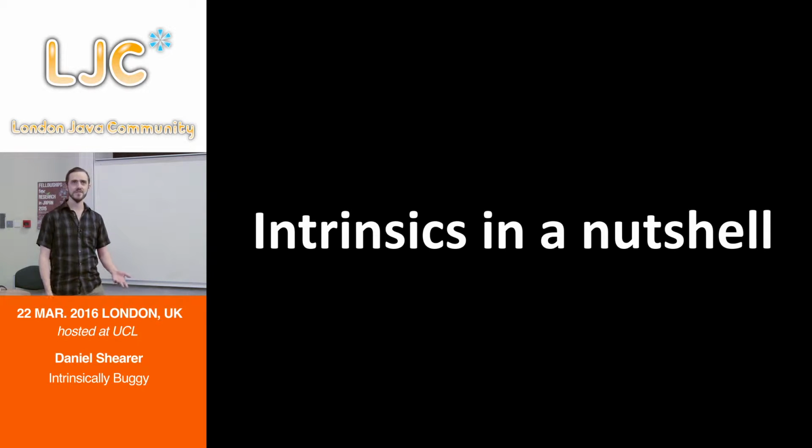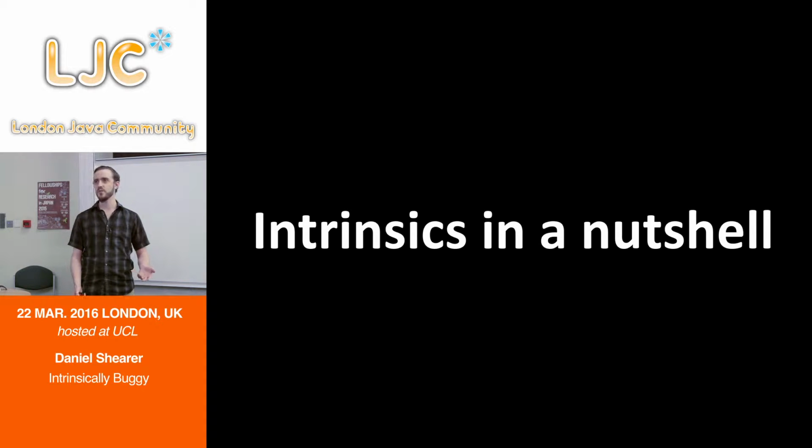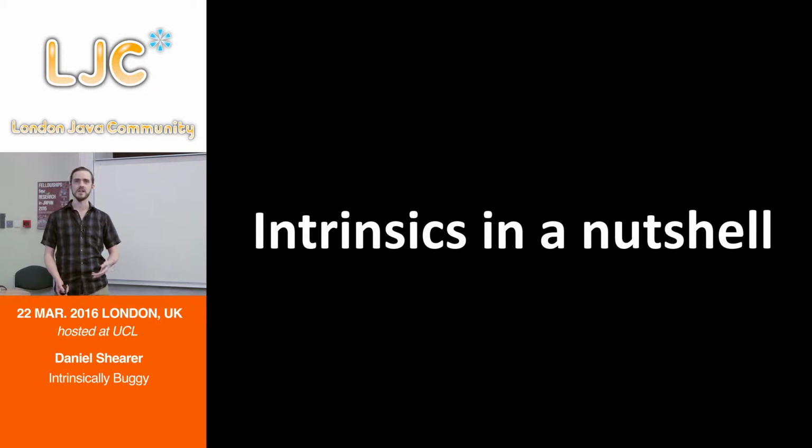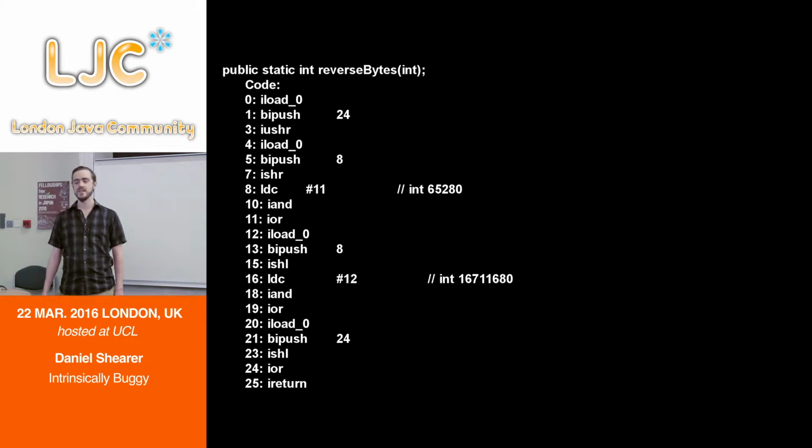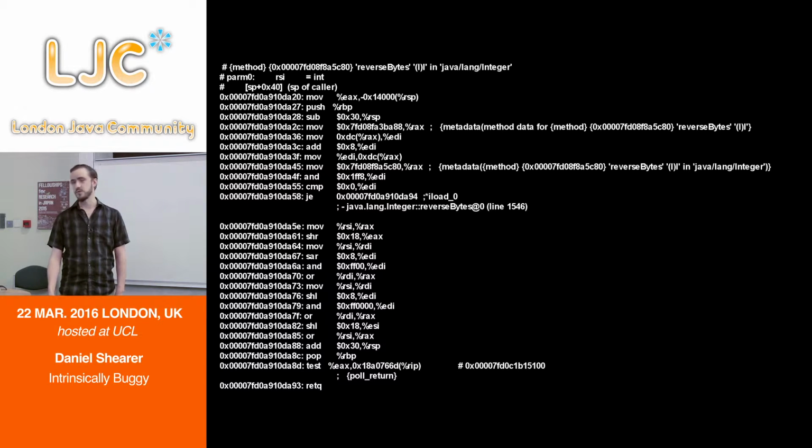But in a nutshell, intrinsics are basically certain well-known parts of the Java API that the JVM knows can be executed in a highly optimized fashion. For example, here we have the reverseBytes method on java.lang.Integer. We've got these 4 lines of Java, which translate to these 20 bytecodes, which in turn compile down to the following 27 lines of assembly.